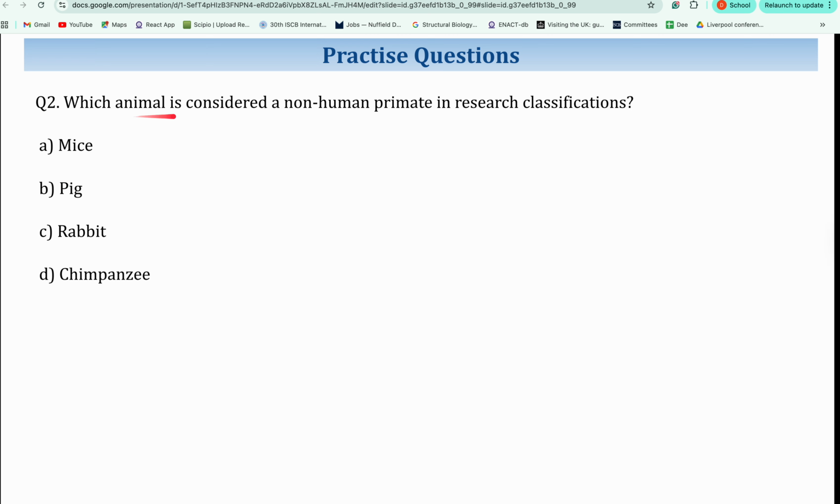Next question is, which animal is considered a non-human primate in research classifications? Option A, mice. Option B, pig. Option C, rabbit. And option D is chimpanzee. So you need to tell which animal is a non-human primate.